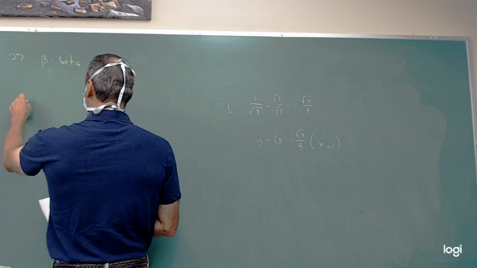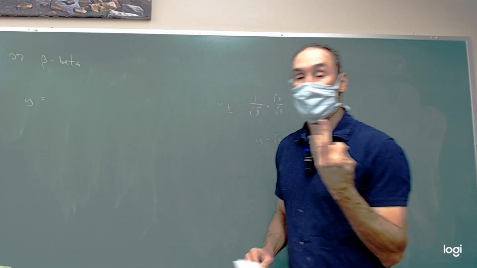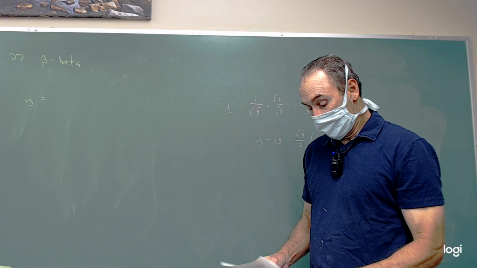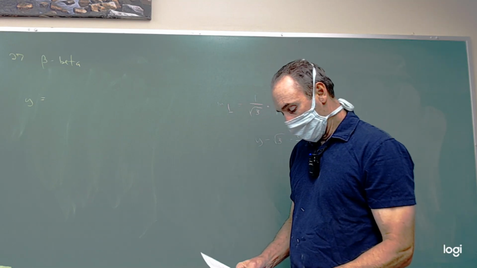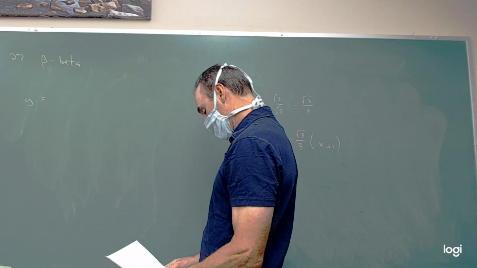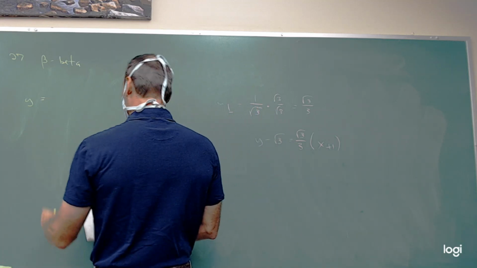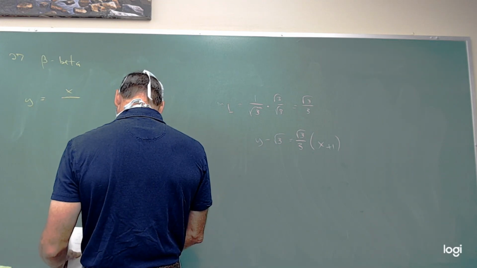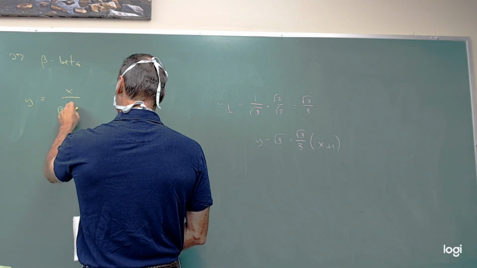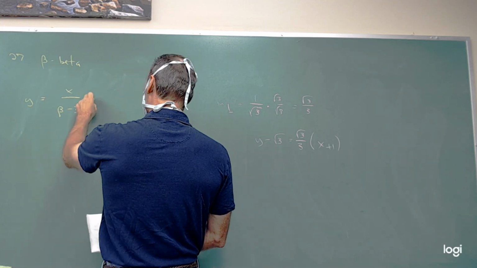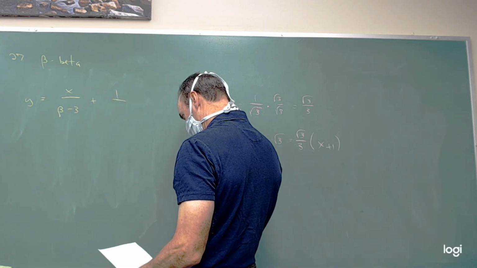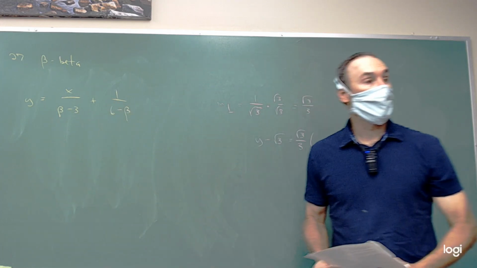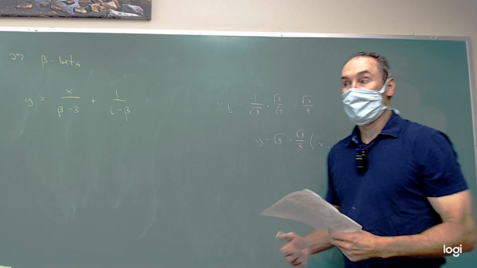So we have talked about 3 different versions of a straight line: slope-intercept, point-slope, and standard form. This is a very strange, different one. So it looks like y equals x over beta minus 3, plus 1 over 6 minus beta. Does that sound right? So they're telling us that this is an equation of a line. So we'll take their word for that.